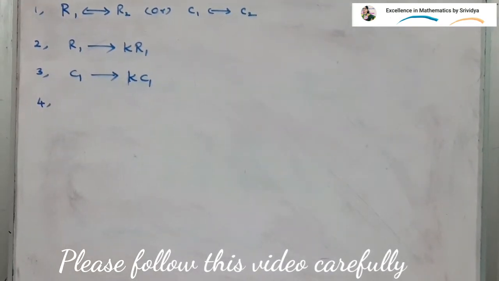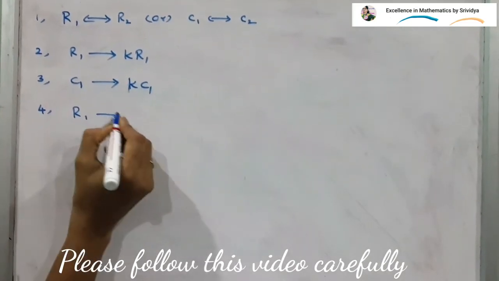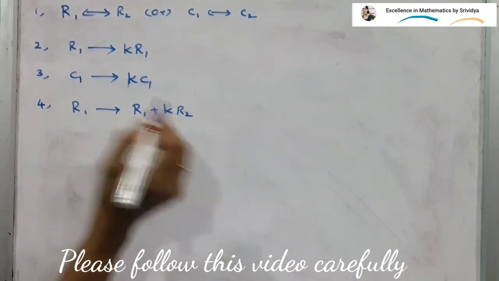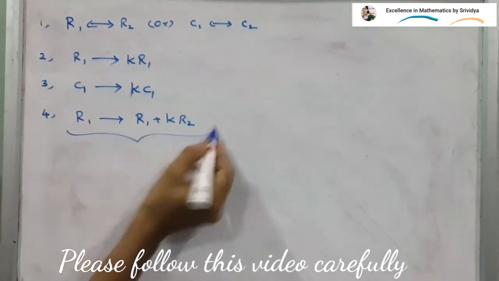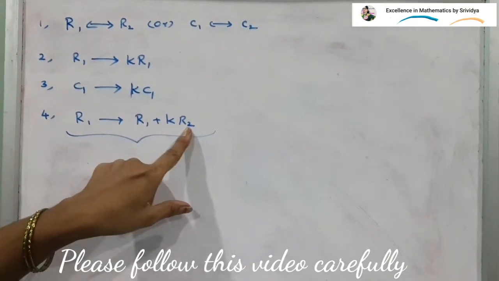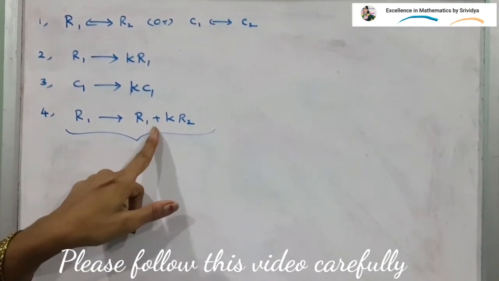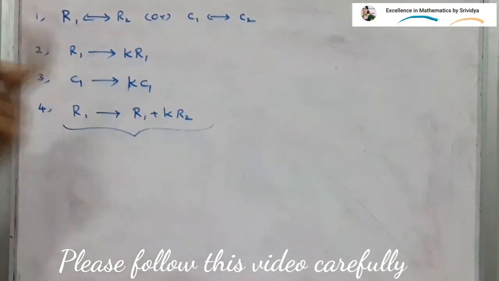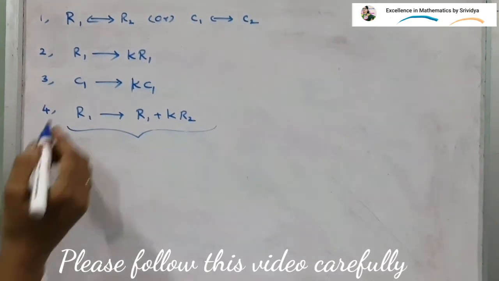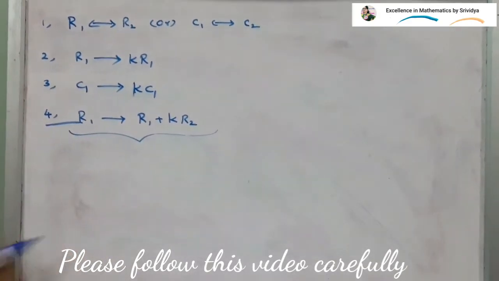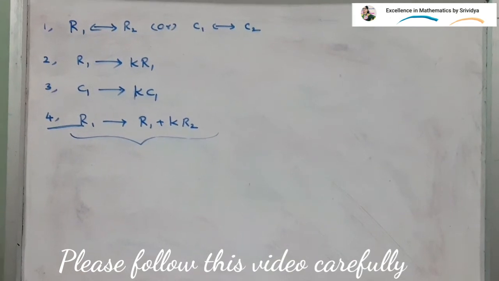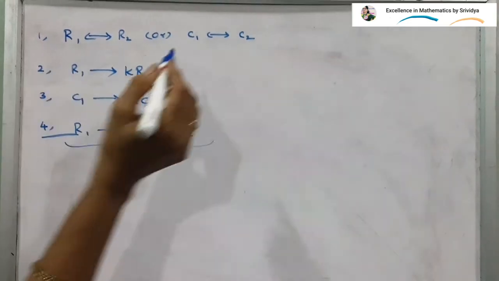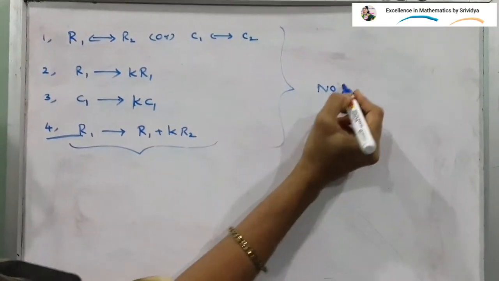Suppose the fourth one is R1 tends to R1 plus KR2. That means the second row is multiplied with K and then added with the first row. The second row is multiplied by K and then added with R1 in the first row. These are some notations.